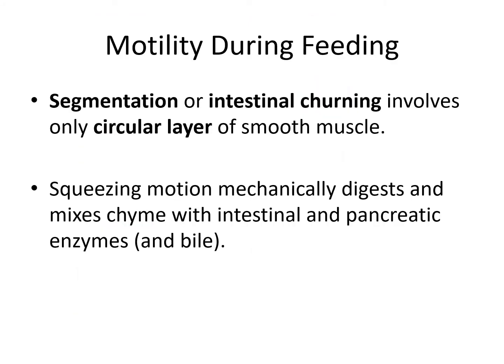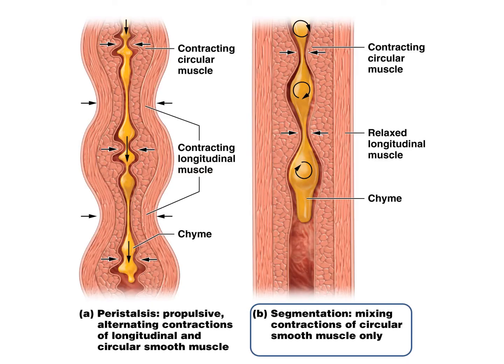The other type of movement during feeding is called segmentation. Another term is intestinal churning. And this one only involves the circular layer of the smooth muscle. This squeezing motion mechanically digests and mixes chyme with the intestinal and pancreatic enzymes, and also bile that's going to be entering the small intestine, which we'll talk about in a little bit. And so here in segmentation, the mixing contractions of the circular muscles only will help move the fluid with the chyme and mixing it all up. And so you can see the circular actions by these arrows.